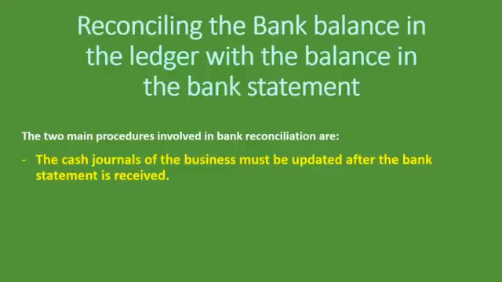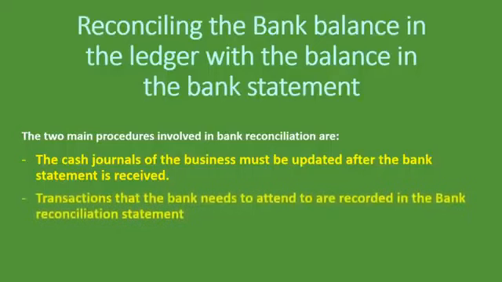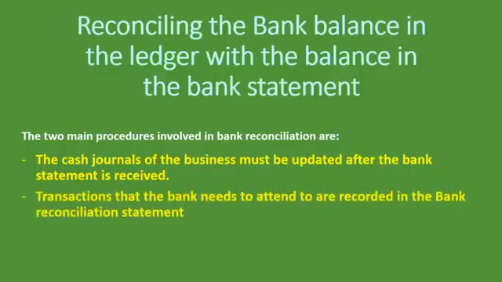So we look at the bank statement, compare it to our cash journals as well as the previous month's bank reconciliation statement, and we shall see when we go through this example. So you compare that and update our cash journals after we receive the bank statement. Transactions that the bank needs to attend to are recorded in the bank reconciliation statement. So whatever is missing in the bank statement, or whatever error may have been made in the bank statement, will be updated in the bank reconciliation statement.